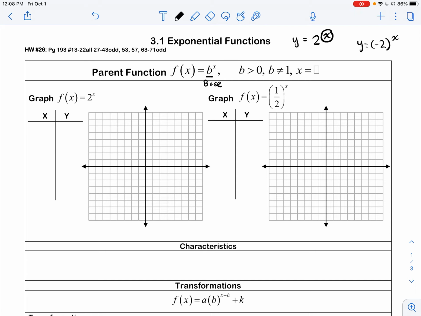Now, as for what we can plug into our function, or our domain, we would say that x can be all real numbers, or we can write this in interval notation as negative infinity to infinity. So you're allowed to plug in any number that you want for an exponential function, provided that your base is positive and not 1. Now, with that said, let's look at some parent functions.